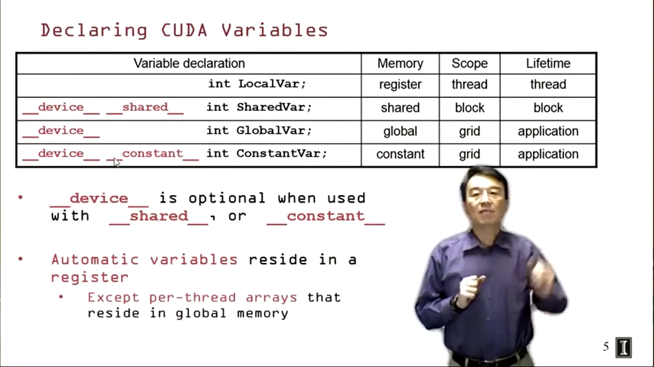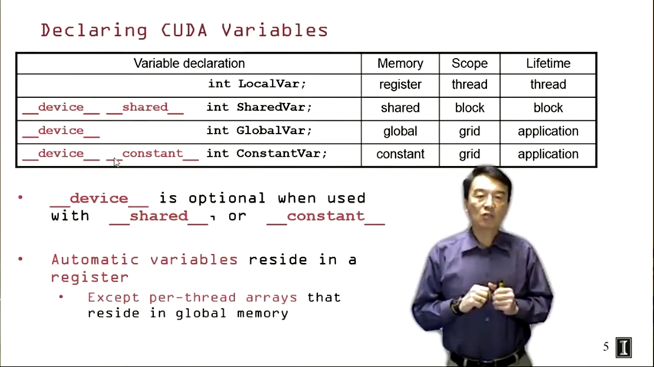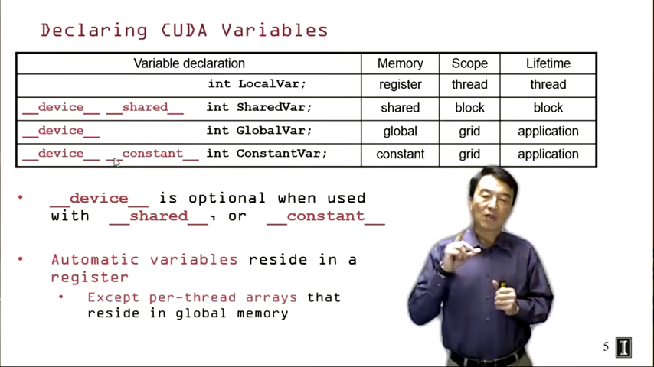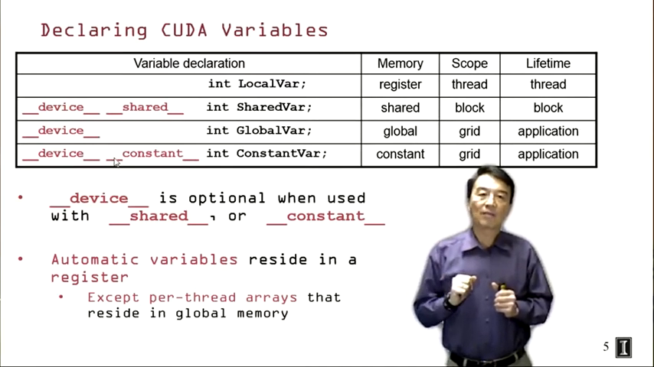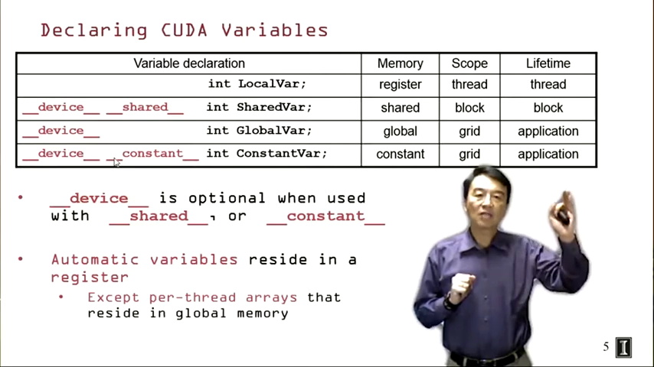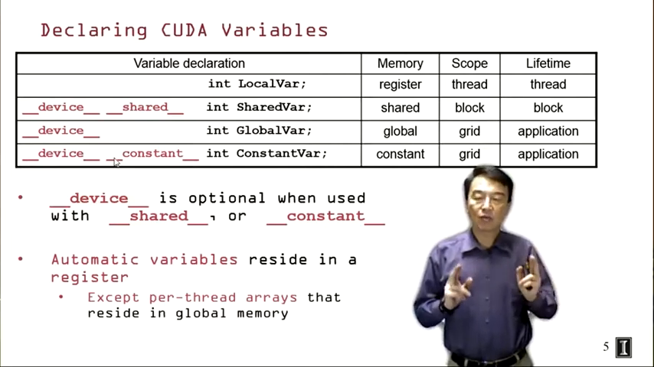The lifetime of the register variable is going to be with a thread. So whenever the thread finishes execution, the variable also disappears. So that's why the lifetime is limited to the lifetime of the thread.